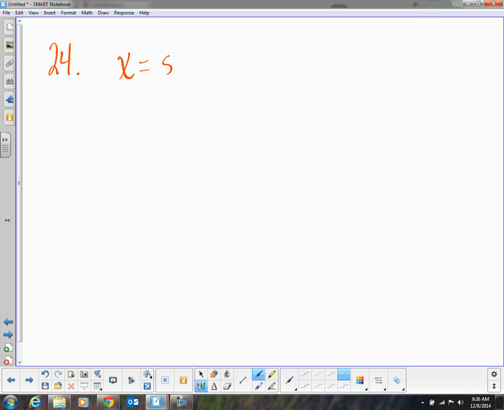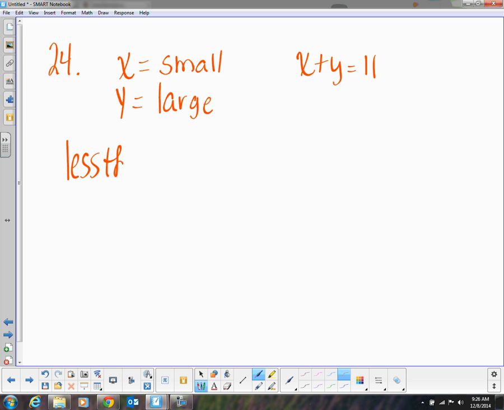X equals small. Y equals large. Okay? So they're telling us that the sum of two integers is 11. X plus y equals 11. The fact that it's integers means you better not get a fraction or a decimal. All right. There is the word less than. And what did I tell you to do with less than when you saw it? I said cross it out and replace it with what?